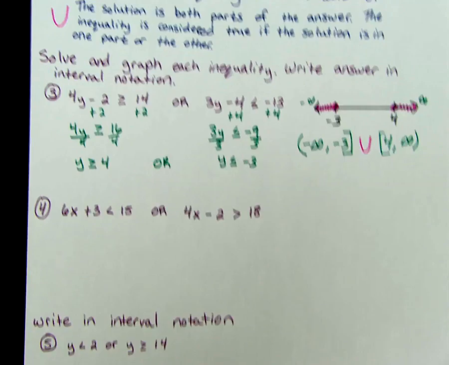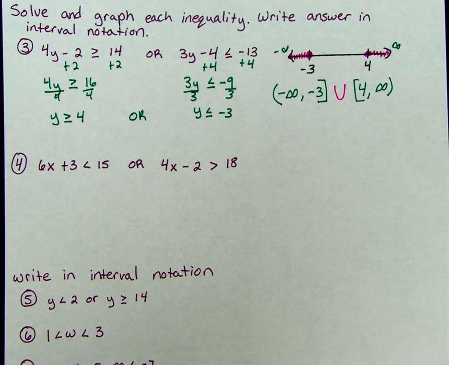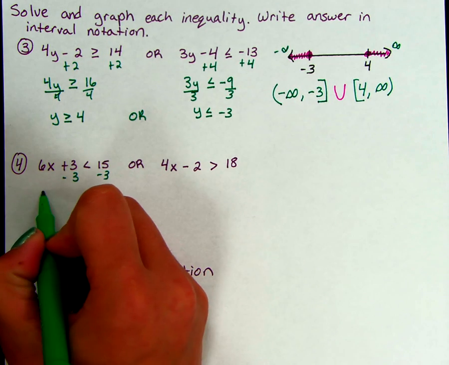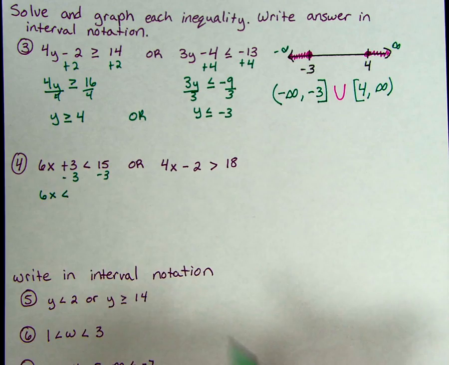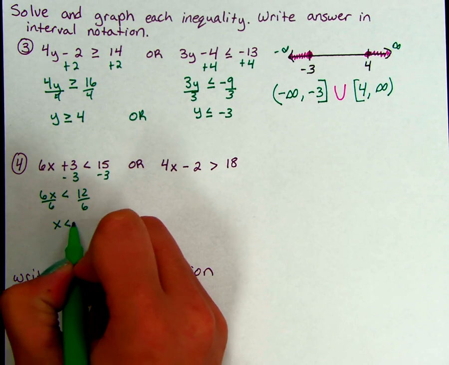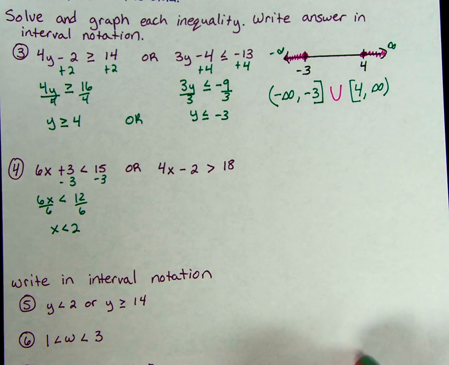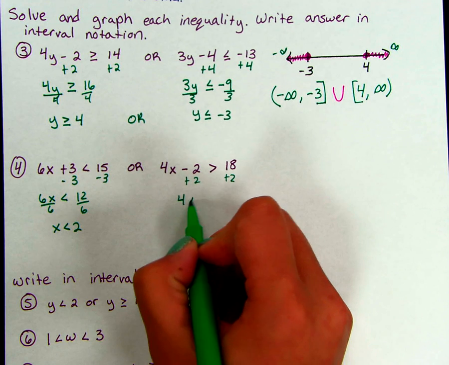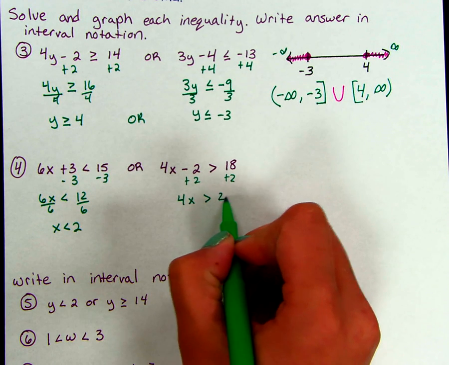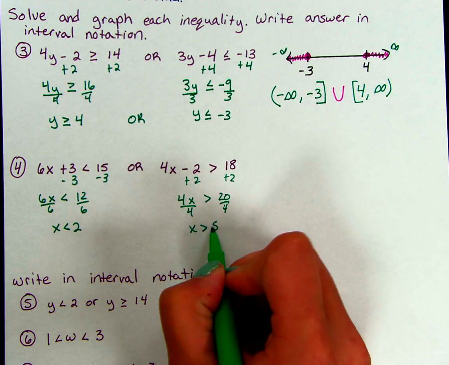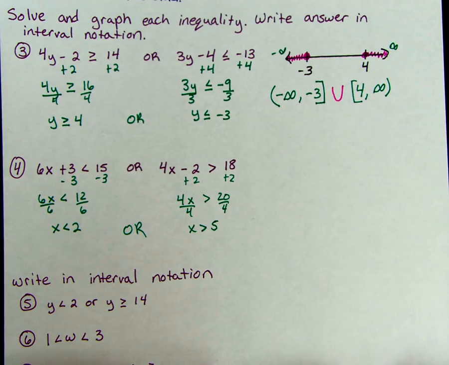All right, let's try the next one. So again, we're just solving each piece. So to begin, we would subtract 3 from both sides. So 6x less than 12, divide by 6. So x is less than 2. And then we solve this one, so adding 2 to start with. So 4x greater than 20, divide by 4. So x is greater than 5. And again, there's that big word or in between.